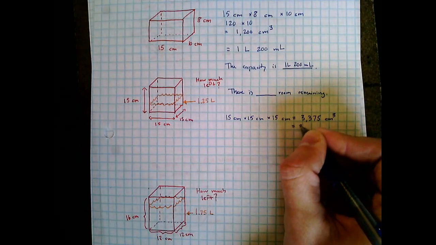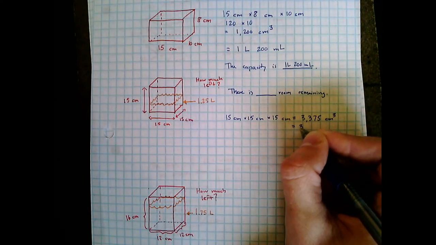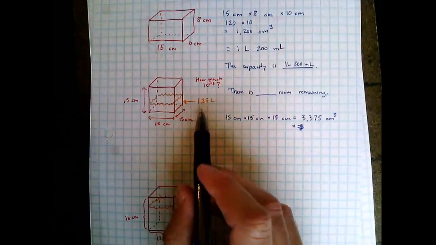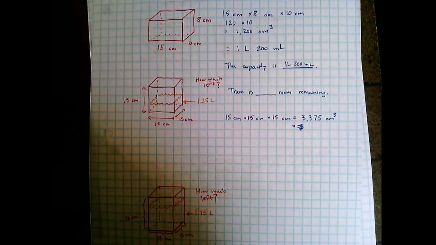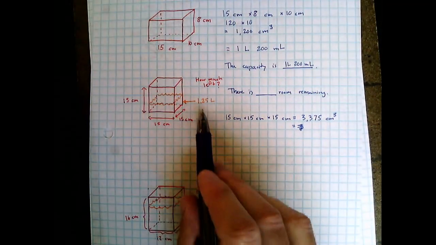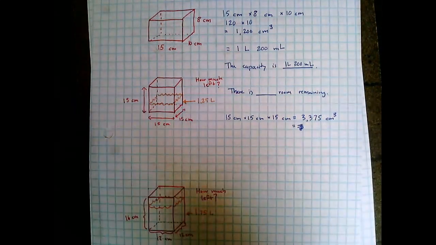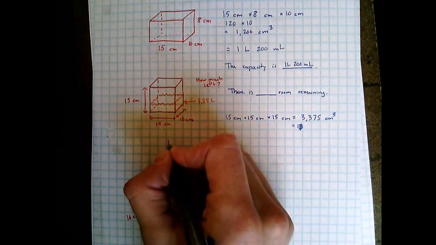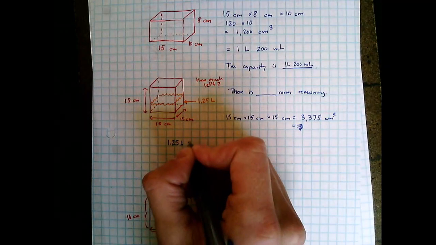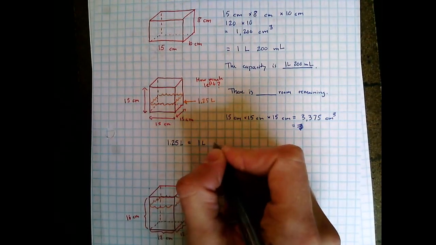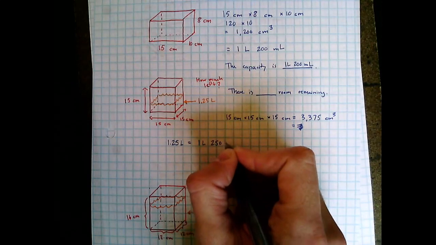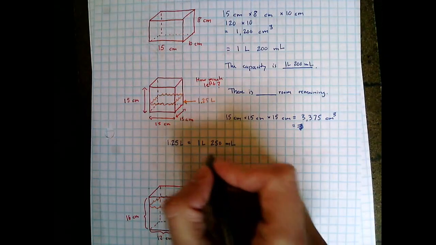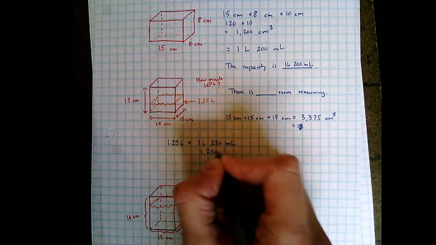Let's actually keep it in centimeters cubed, because that's not my answer. We want to know how much room is remaining. So I need to subtract this 1.25 liters. I'm going to choose to convert 1.25 liters into centimeters cubed. 1.25 liters would be equal to 1 liter and 250 milliliters, which would be 1,250 centimeters cubed.